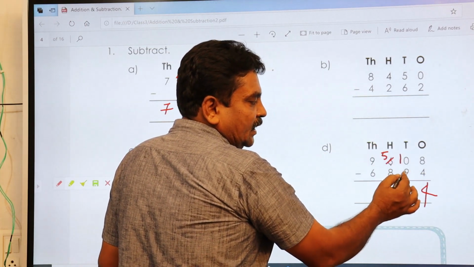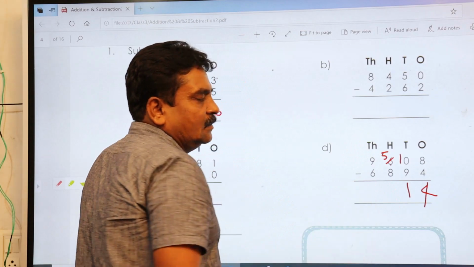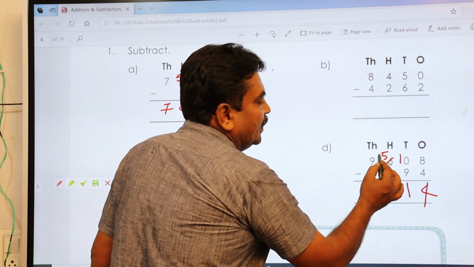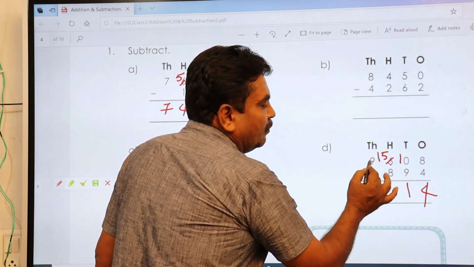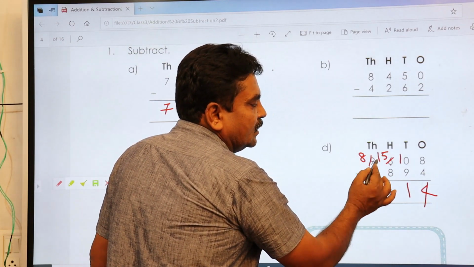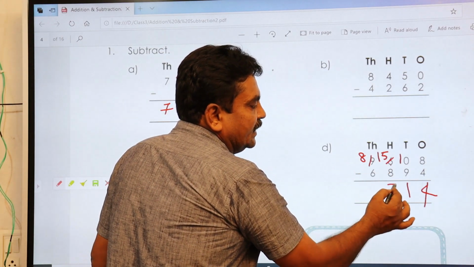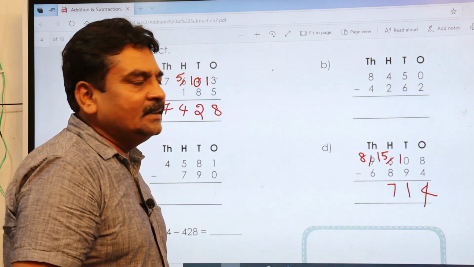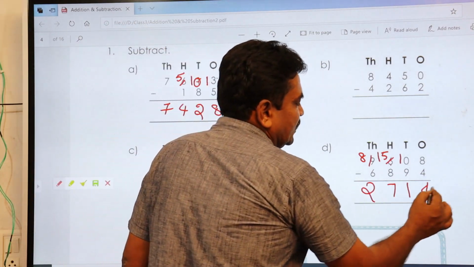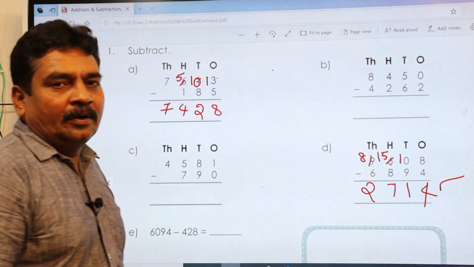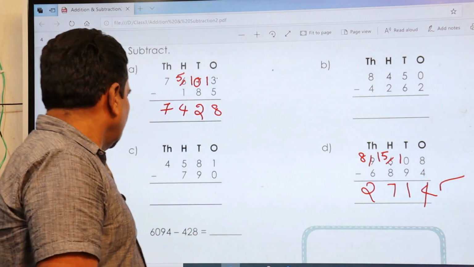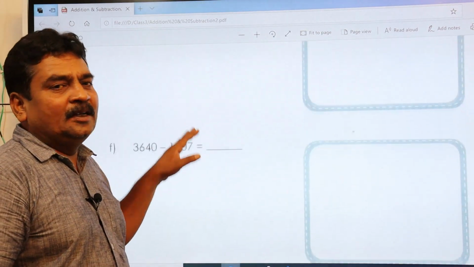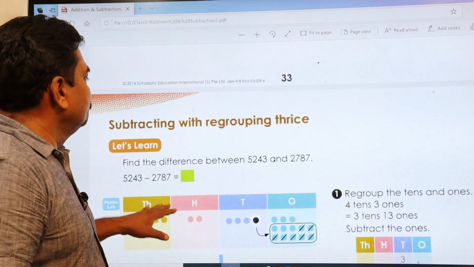First you do this. 10 minus 9 is 1. 5 minus 8. You cannot remove 8 from 5. So you carry 1 from here. I have carried. When you remove 1 from 9, it becomes 8. Keep it as it is. First do this. 15 minus 8 is 7. Then 8 minus 6 is 2. So this is your answer. In this way you are going to do the problem. Hope you people are understanding it. Okay. Remaining problems, please do it as a part of your homework.